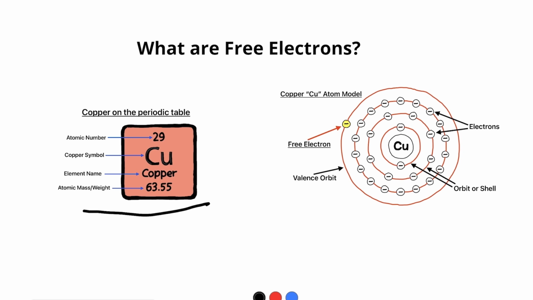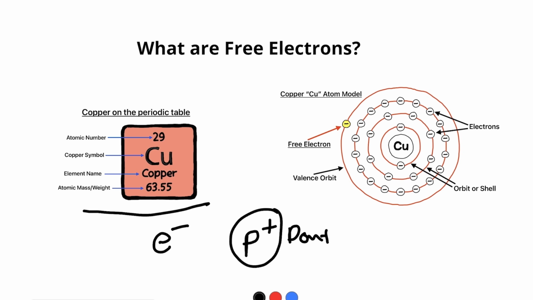We know that electrons are negatively charged and protons are positively charged. Okay. And another thing that we know is that protons don't move, while electrons can move.